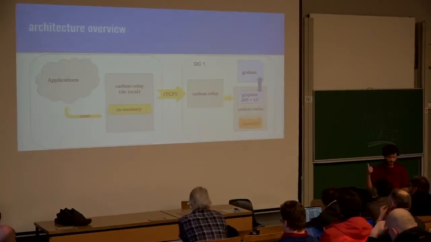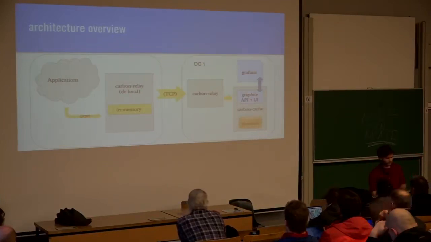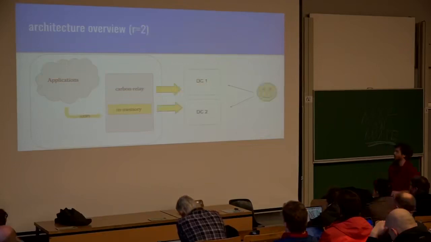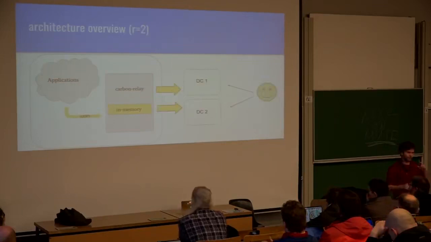Also, that's good on everything, but what do you do if one of your data centers catches fire? Well, you just have the second data center. So what we do is that the Carbon relay that we have in every data center is just duplicating the traffic to 2 different data centers, and the user will just query any of these data centers that works currently.